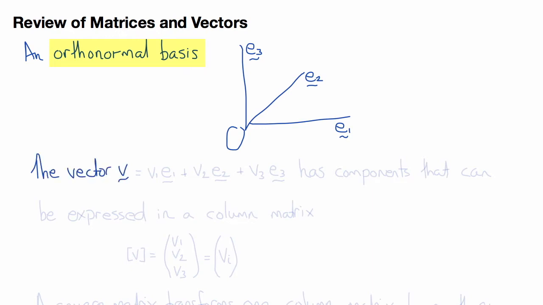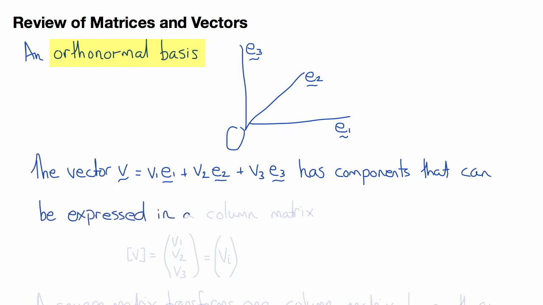then we can write that vector as being the sum of v1 times e1 plus v2 times e2 plus v3 times e3. The vector v has components v1, v2, and v3, with respect to this particular orthonormal basis, that we can express in a column matrix that we could call V. So here the column matrix V has components V1, V2, and V3, or Vi for short.